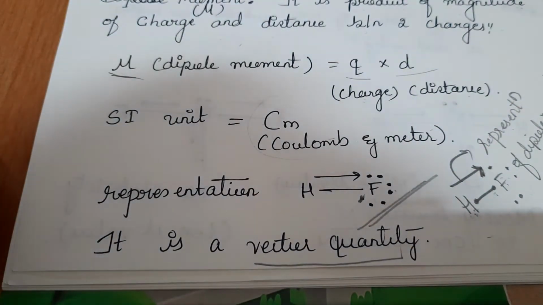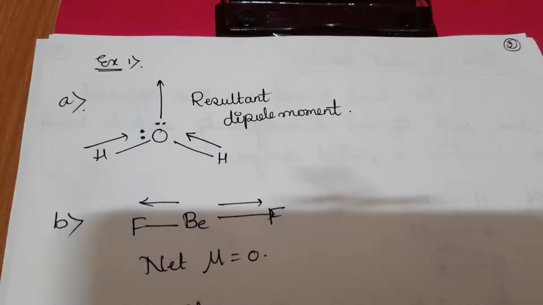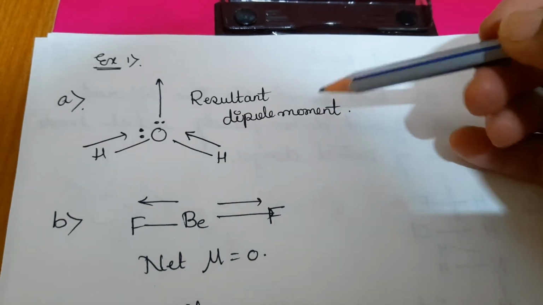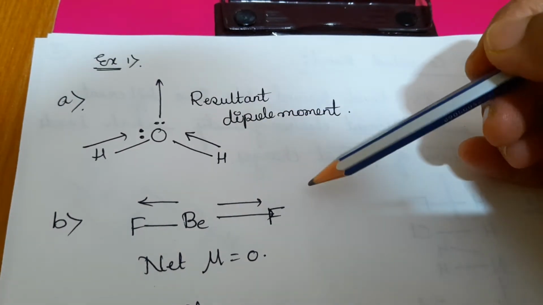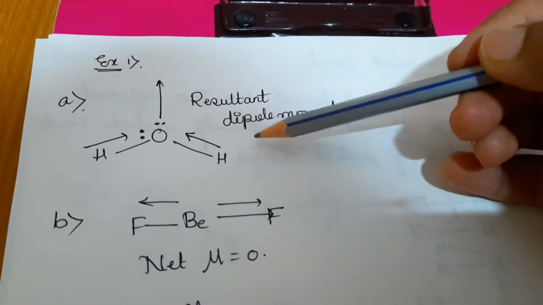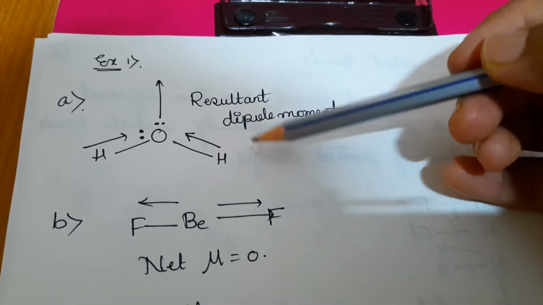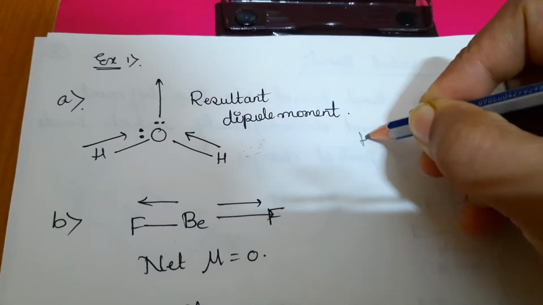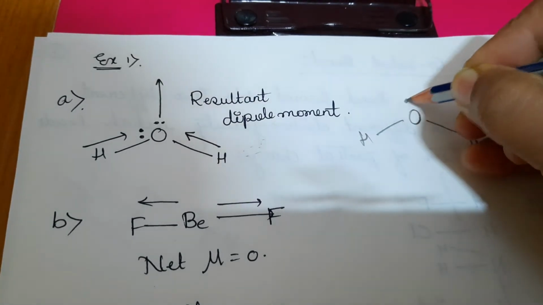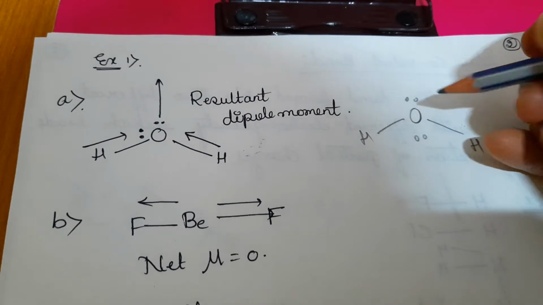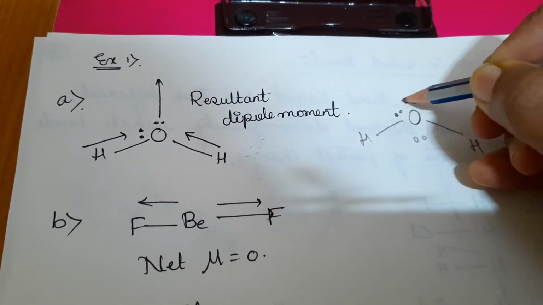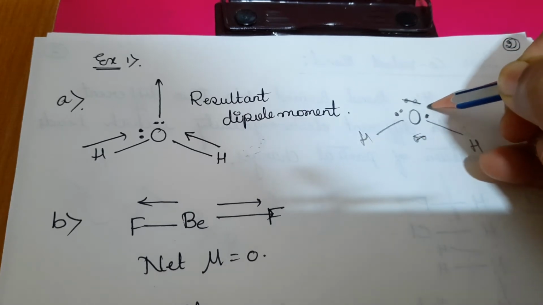So why is it considered a vector quantity? What is a vector quantity? Let us see now. If you consider dipole moment for examples of molecules, say for example I have taken the water molecule. We all know it is a bent shape. We have hydrogen atoms here, and there are two lone pairs of electrons present on the oxygen atom, and these are represented in this fashion, like this.